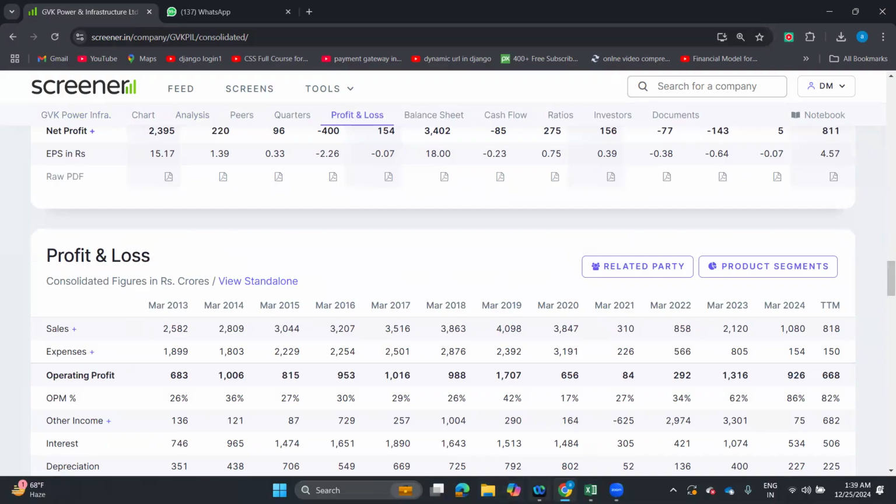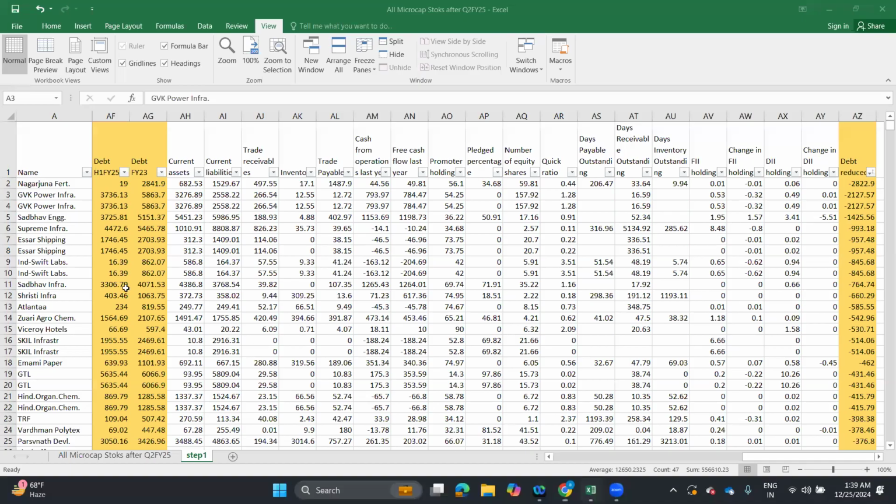So again, let me come back to this. In this way you have to find out. Now the next company is Sadbhav Engineering. They have also reduced debt from 5,100 crore to 3,725 crore. This is still not very comfortable, right? Now there is one other thing we can do.